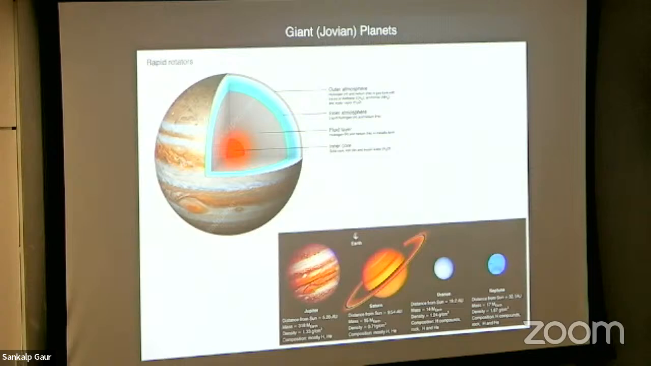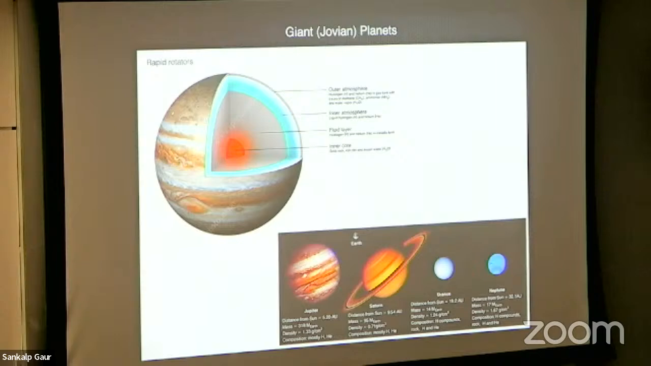Whereas the ice giants, Uranus and Neptune, have a different makeup, with more heavier elements in them, such as methane and oxygen. But we know these are rapid rotators. Jupiter and Saturn have periods on the order of 10 hours, and Uranus and Neptune about 16 hours.